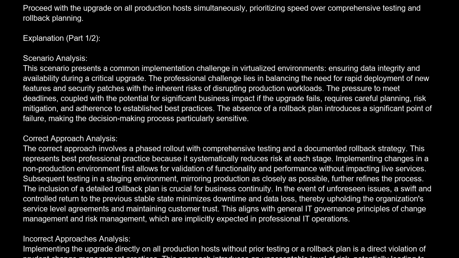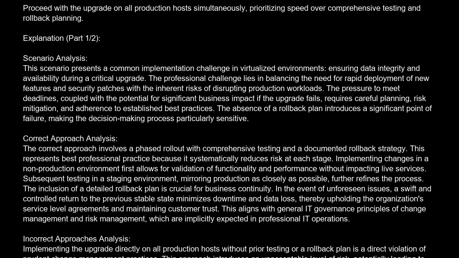Explanation. Scenario analysis. This scenario presents a common implementation challenge in virtualized environments, ensuring data integrity and availability during a critical upgrade. The professional challenge lies in balancing the need for rapid deployment of new features and security patches with the inherent risks of disrupting production workloads. The pressure to meet deadlines, coupled with the potential for significant business impact if the upgrade fails, requires careful planning, risk mitigation, and adherence to established best practices. The absence of a rollback plan introduces a significant point of failure, making the decision-making process particularly sensitive.